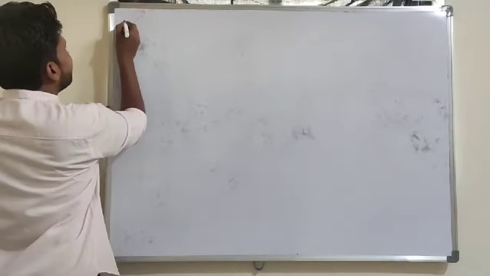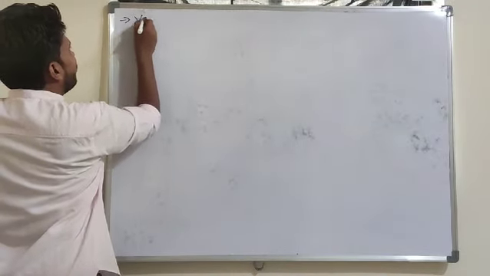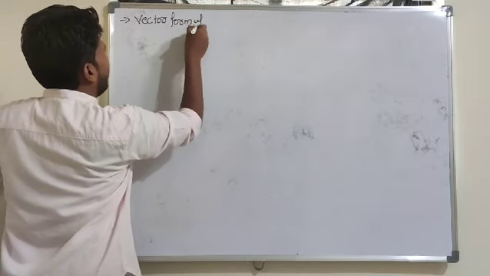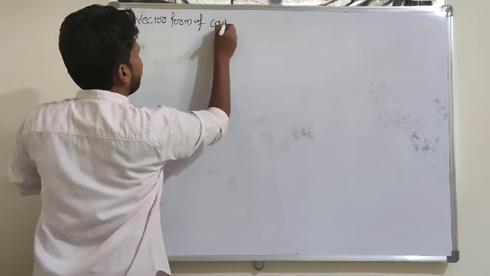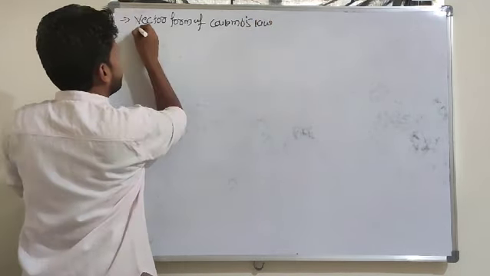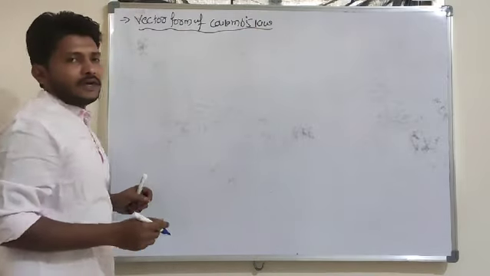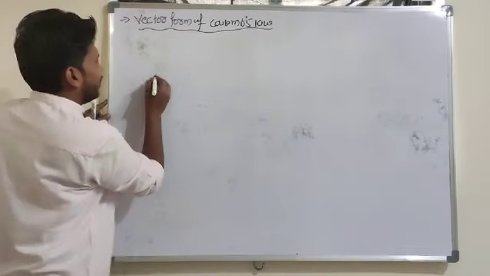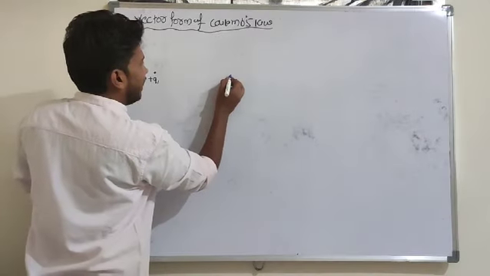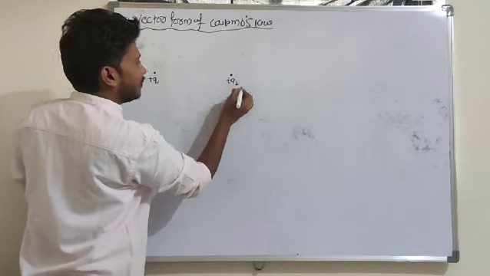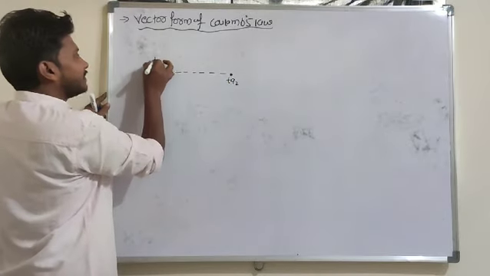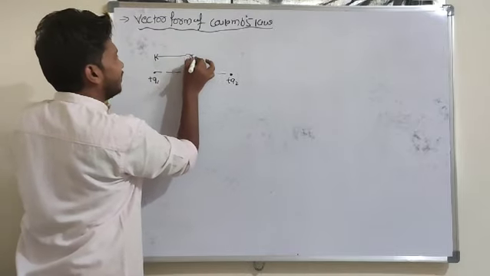So in today's class we will discuss the vector form of Coulomb's law. In order to consider the vector form of Coulomb's law, I will take two positive charges here. One is plus q1 and another charge is plus q2, and there exists a separation between these two charges. That separation I will name r here.